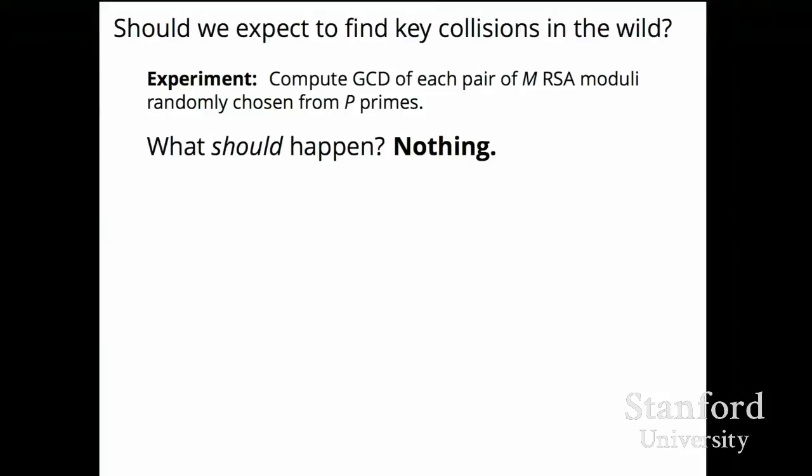Let's look for them. Now, I'm going to tell you why this shouldn't work. So you can imagine an experiment. We take all of the RSA moduli that we collected off the internet. As I just said, we have many millions of them. And we compute the GCD of each pair of all of the RSA moduli. And if these RSA moduli are randomly chosen, then you expect nothing to happen.